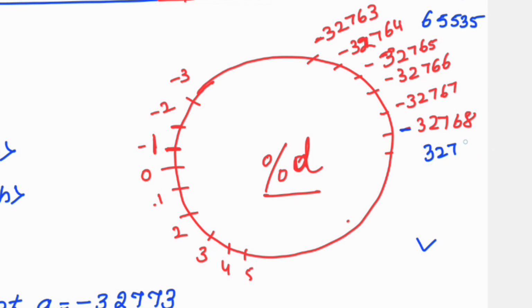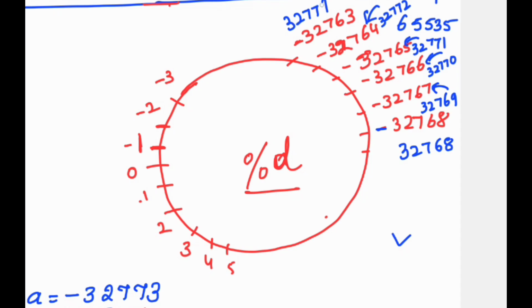So we are seeing the corresponding what? Positive number. This is 32768. This becomes 32769. Then 32770, then 32771, then 32772 is your 32764. Finally 32773 is your 32763. So now we got finally the equivalent number for 32773, which was assigned as a value to this variable.